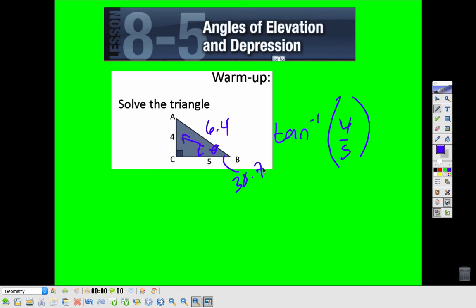And then how can I find that one easily? 90 minus 38.7. Or just 90 minus 38.7. 51.3.